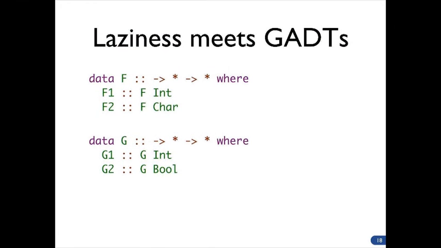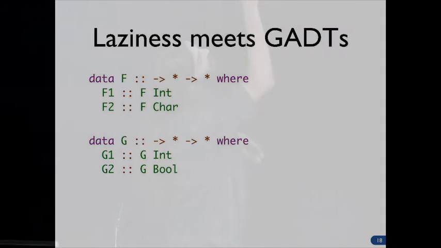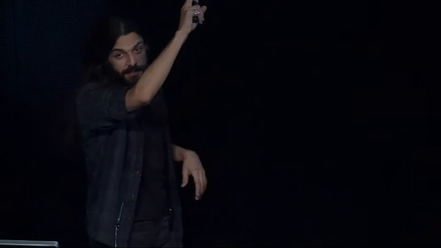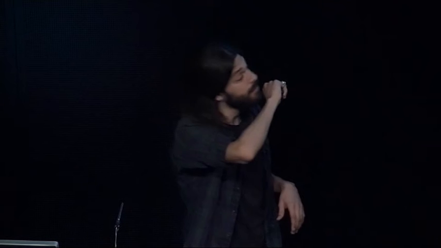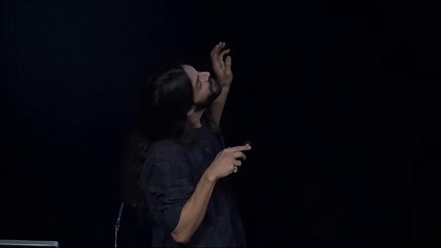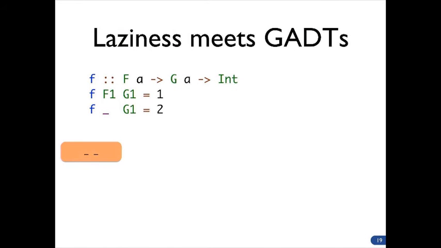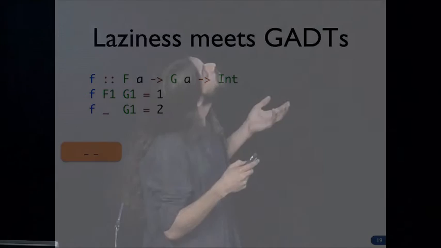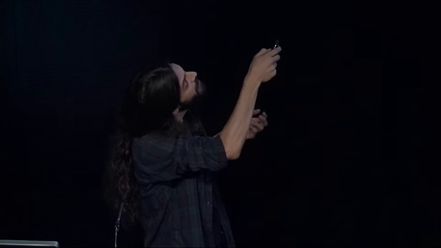Now, with GADTs, it becomes even worse. Let's say we have these two data types. As you can see, F1 and G1 are indexed by int, while F2 and G2 are indexed by two different types, right? If we have a function like this, the only reasonable value to give here is F1 and G1. All other possible combinations, F1 G2, F2 G1, and F2 G2, are all ill-typed.